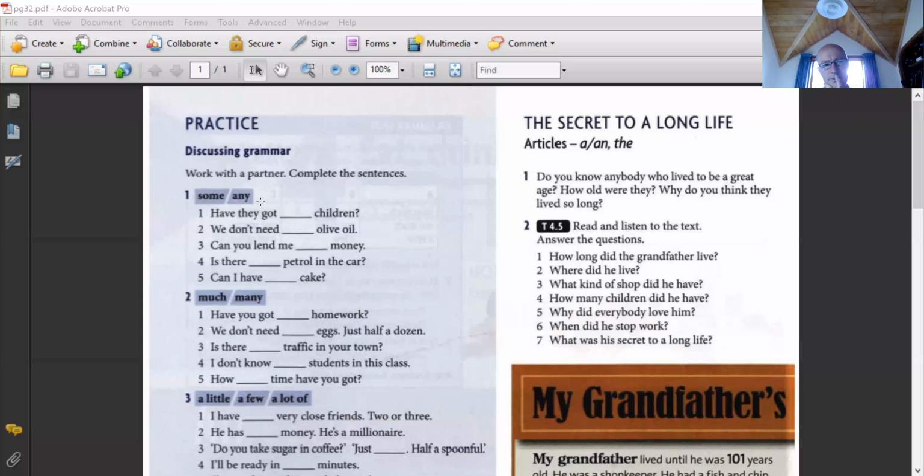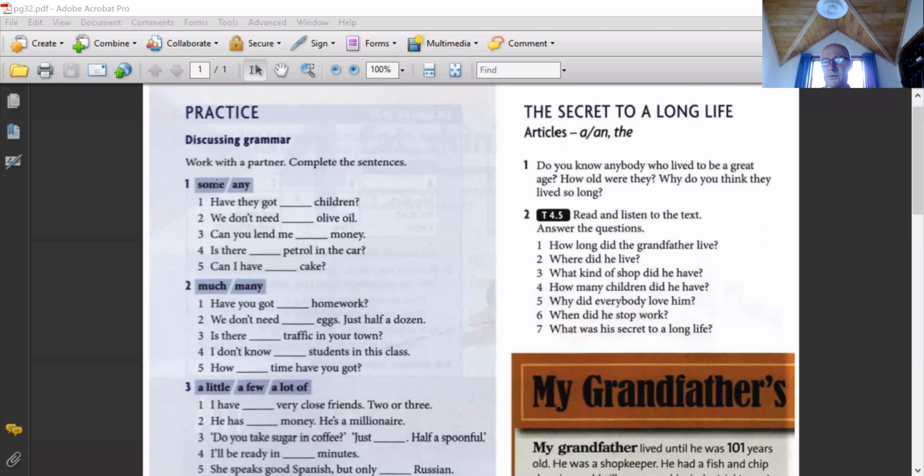Next, we need to look at page 32. So I'll just bring that up. So, more grammar. Sorry, Vera. But we're going to look at this one. Some, any. Which one do we use? Have they got some children? Have they got any children? Which one do we use? Have they got some children? Have they got any children? So remember what we just looked at.